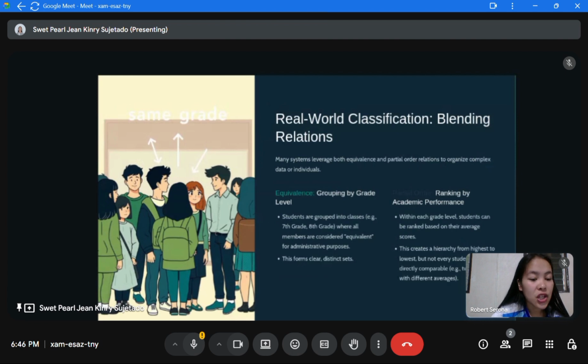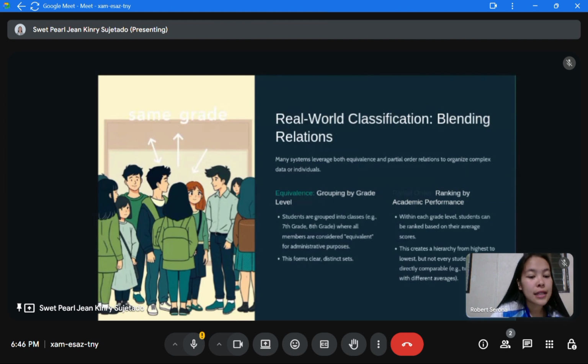But inside each grade, students can be ranked by average, from highest to lowest. This ranking is a partial order. So, within each grade level, students can be ranked based on their average scores or grades. This creates a hierarchy from highest to lowest, but not every student is directly comparable. For example, two students with different averages.